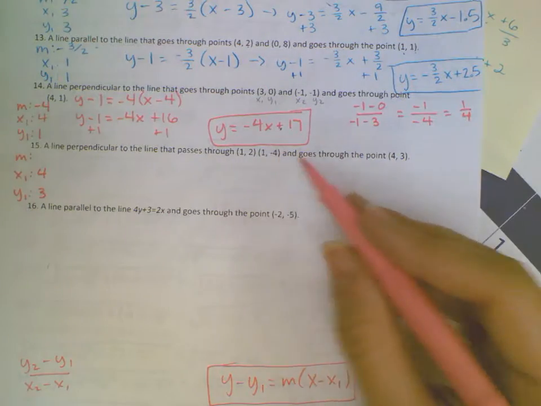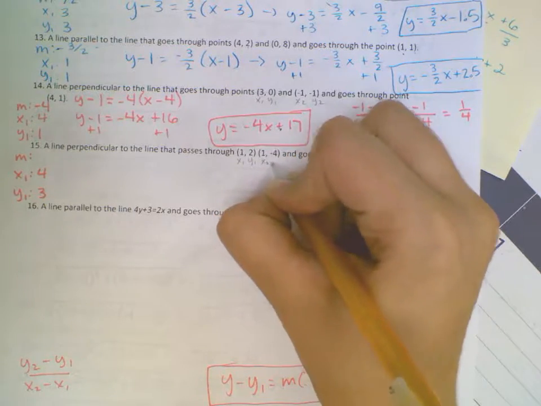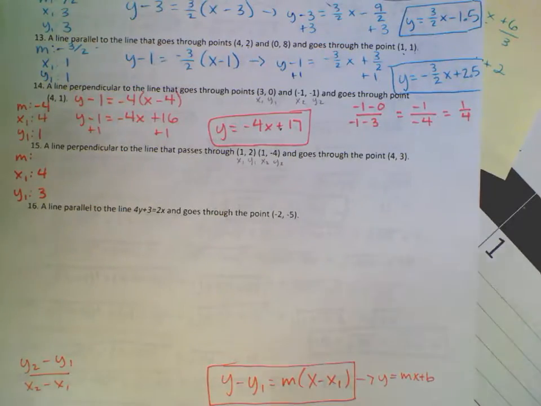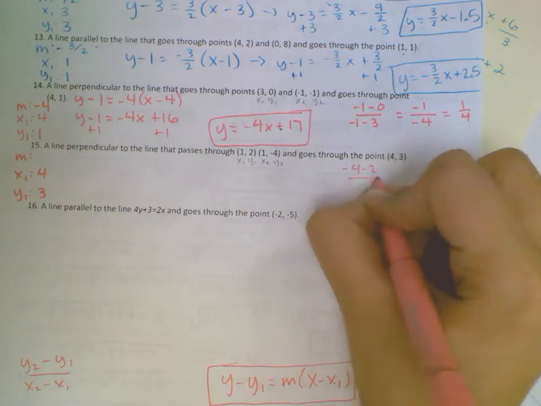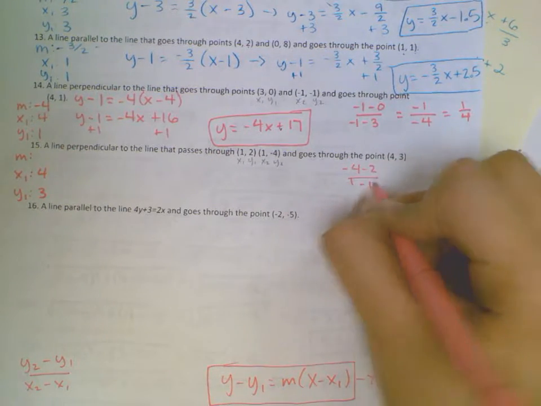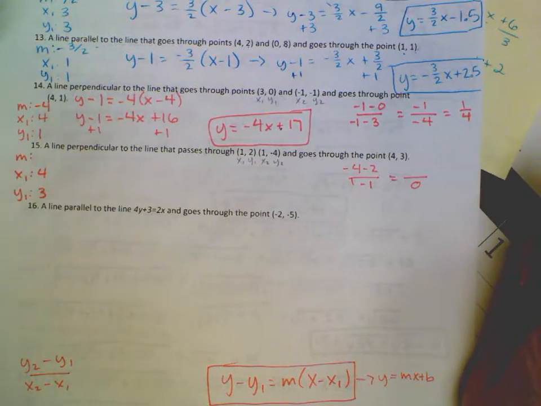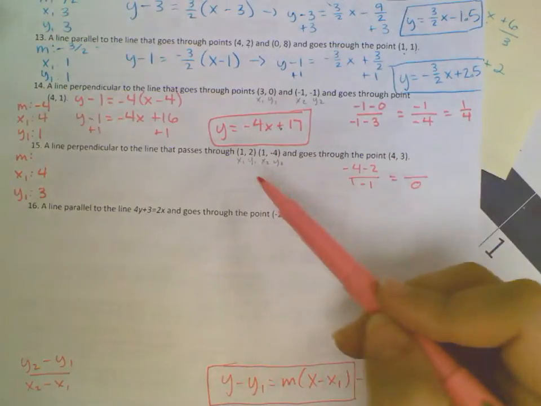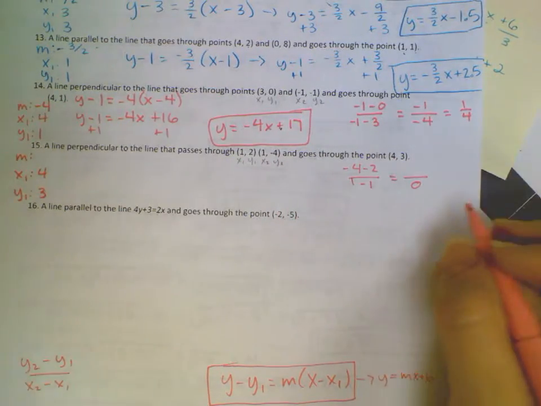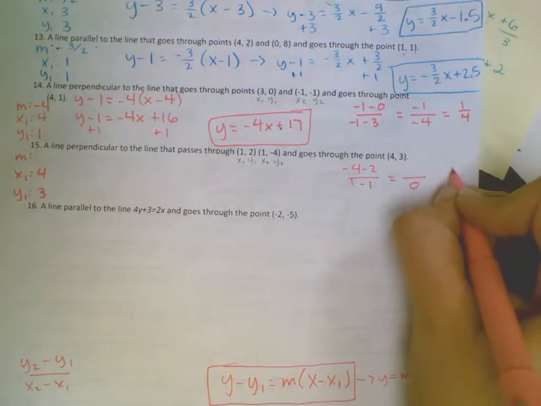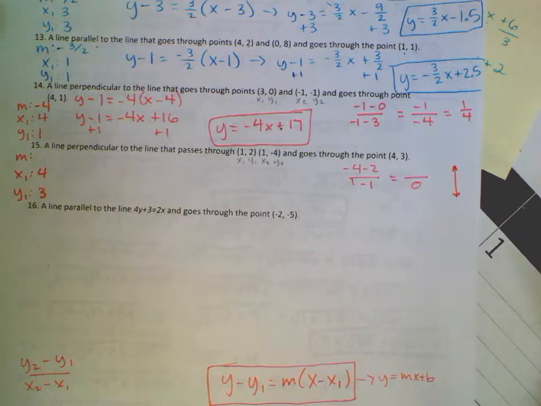So the slope of these two, I'll call this x1, y1, x2, y2. We will do negative 4 minus 2 over 1 minus 1. 1 minus 1 gives me 0. So that means that the slope is undefined. So an undefined slope is a line that looks like this. It's going to be vertical.